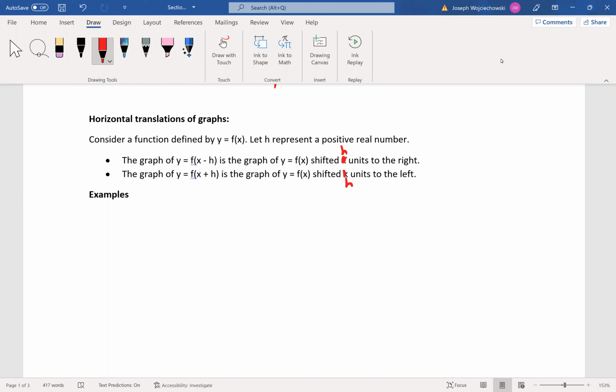This will get a little tricky. Minus is to the right, and the graph of y equals f of x plus h is the graph of y equals f of x shifted h units to the left. Plus is left. Seems counterintuitive. So let's look at an example of this.